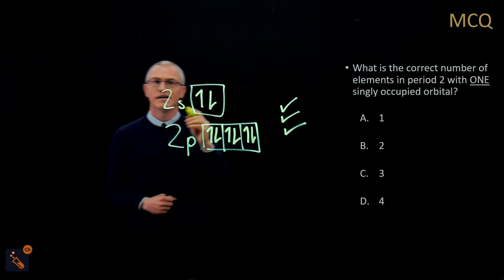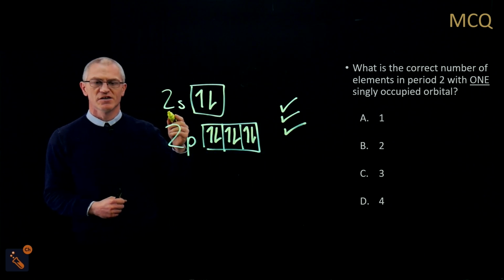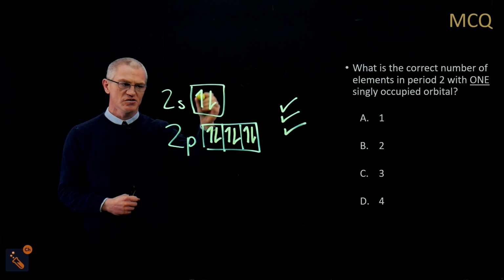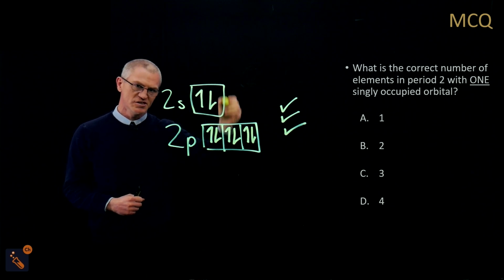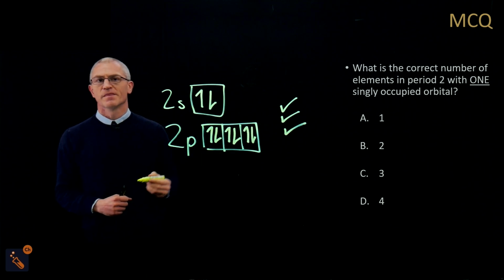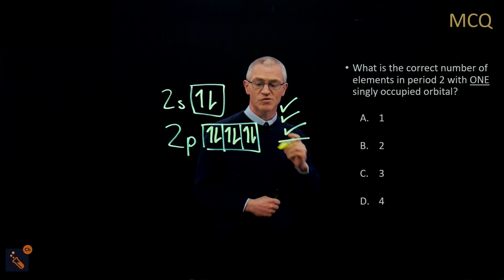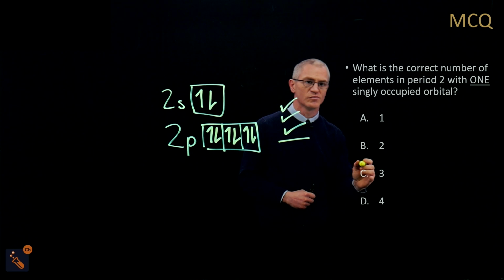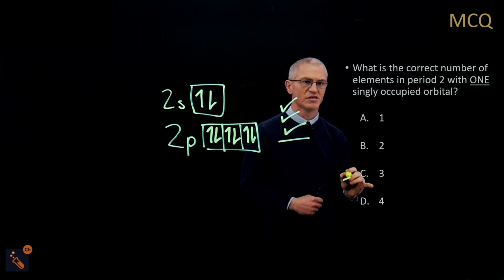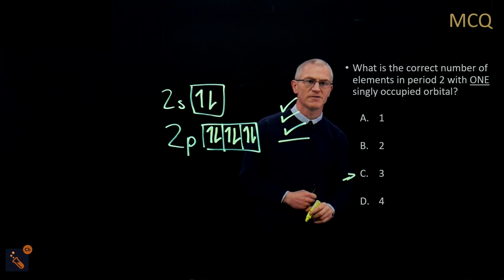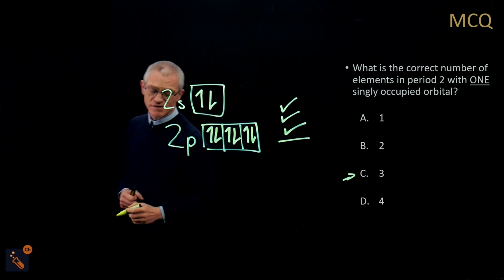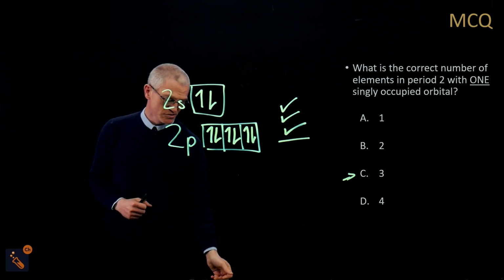So what we did there is we went through the electron configurations of each element. Because as you go through the element, you add 1 electron, so it's a different element each time. Okay, and we realized that there was 3. So there was 3 with 1 singly occupied orbital. That means our answer is going to be C. Okay, and 3.